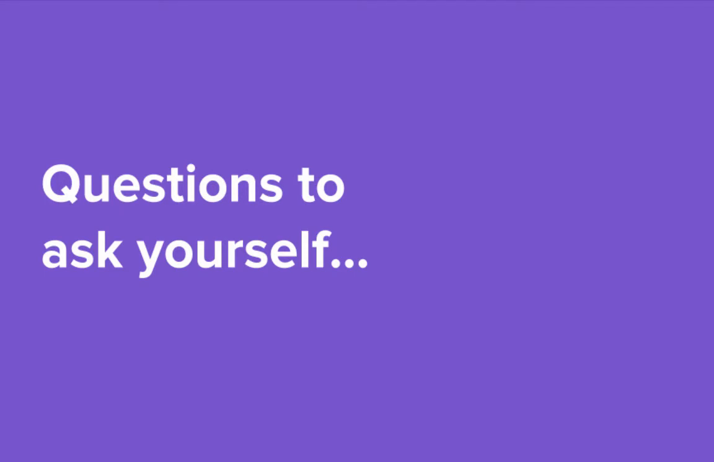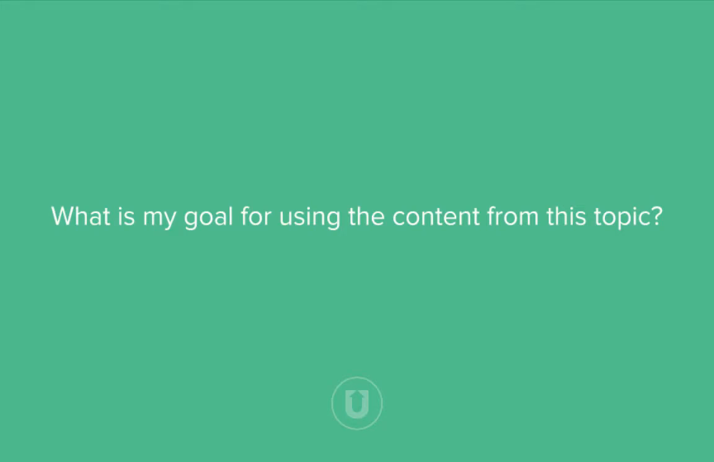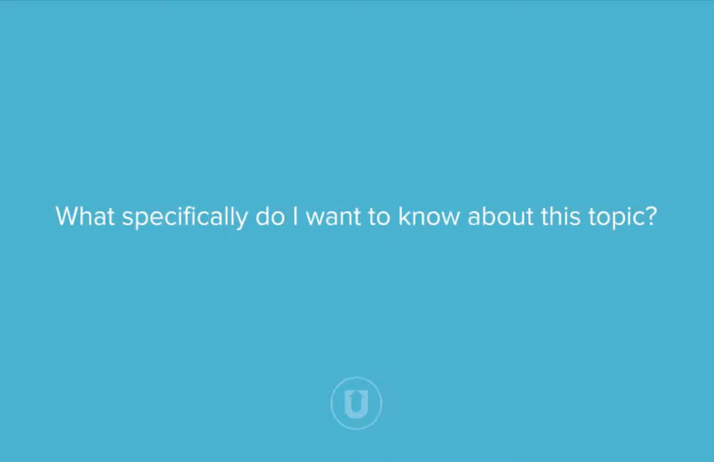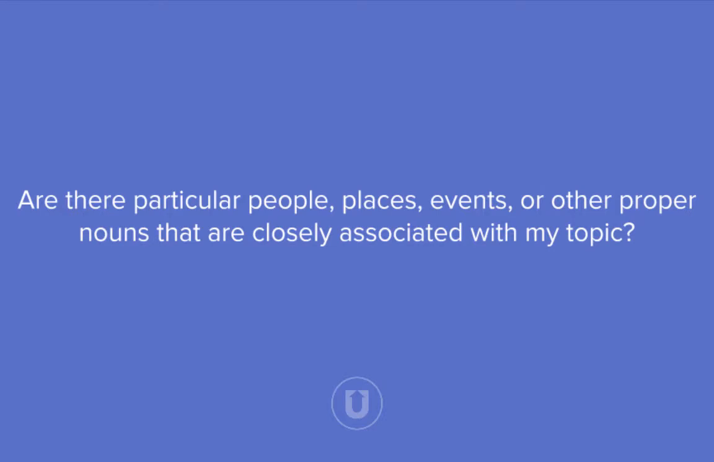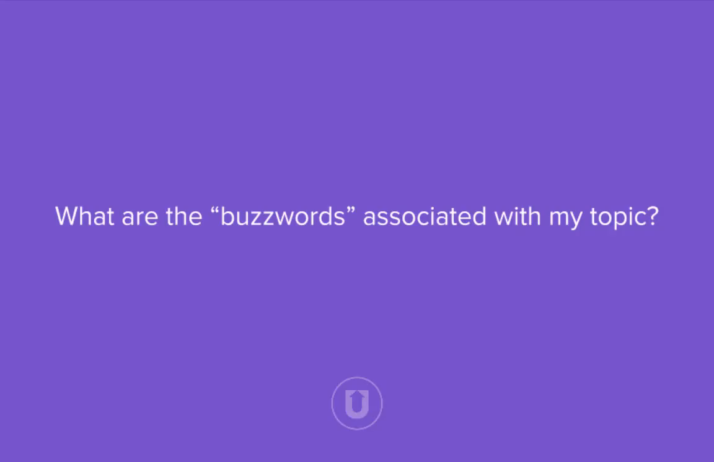Before you begin your search, it's helpful to think through your answers to some important questions. What is my goal for using the content from this topic? What specifically do I want to know about this topic? What about this topic do I not want to see in my results? Are there particular people, places, events, or other proper nouns that are closely associated with my topic? What are the buzzwords associated with my topic?